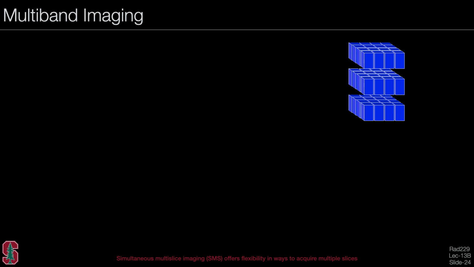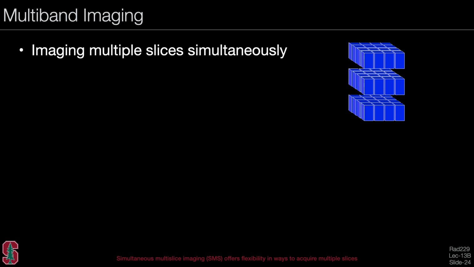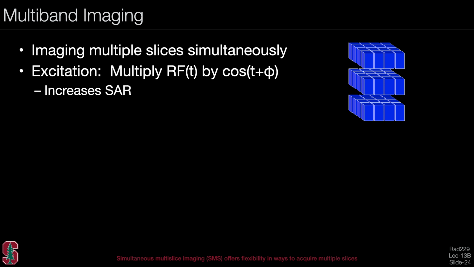A very popular topic over the last decade in MRI has been multiband imaging. The idea here is we're going to image multiple slices simultaneously. At the simplest level, we can do this by multiplying the RF pulse by a cosine. This will result in a convolution of the RF profile with 2 delta functions, or basically a replication of the slice profile, so it's exciting 2 slices at the same time. Now this does increase the SAR.